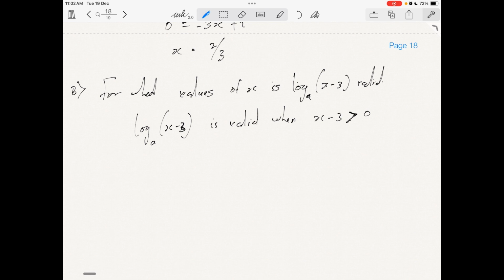Okay, so that means our x will be greater than 3. So that's the answer. A logarithm equation is valid when the number is greater than 0. Okay, please take note of that.